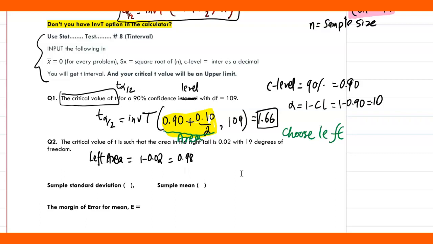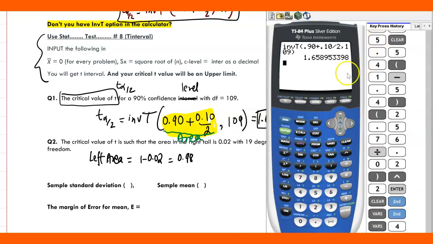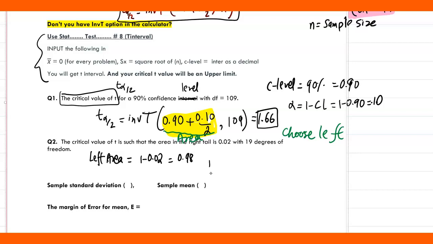Again, some calculators have the area option and the right option, and you're good. If some calculators, like mine here, don't have an area option and a right option, I have to do this: invT, left area is 0.98, comma, 19.